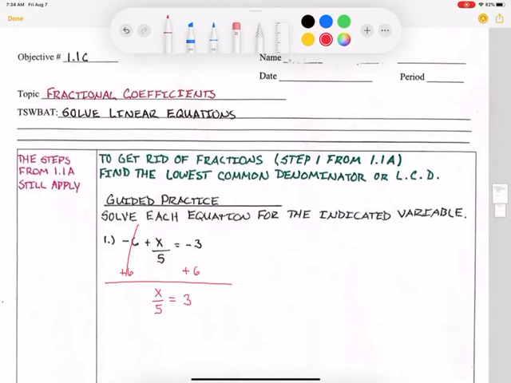Now I need to get rid of that 5. So right now it says x divided by 5. So I want to get rid of division by multiplying. And I'm going to multiply both sides by 5 so that on the left-hand side, the 5's cancel. And I have x. And on the right-hand side, I have 3 times 5 is 15. There's my answer. Okay, pretty straightforward. We're going to go ahead and look at example 2.